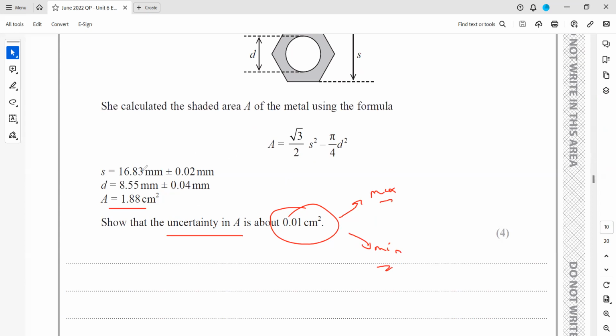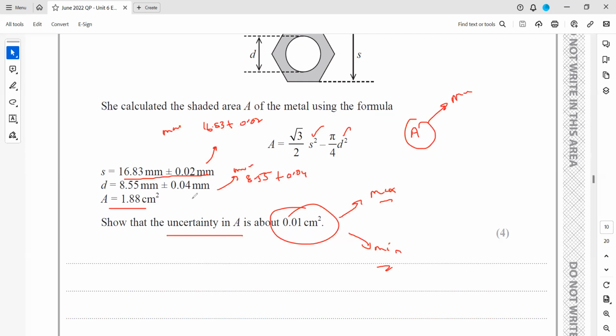So how can you work out the maximum value? The maximum value of S will be equal to 16.83 plus 0.02. This will give us the maximum value of S. And what is the maximum value of D? 8.55 plus 0.04. This will give us the maximum value of D. We substitute the maximum values of S and D, but don't forget to convert the unit. This will give us the maximum value of A.